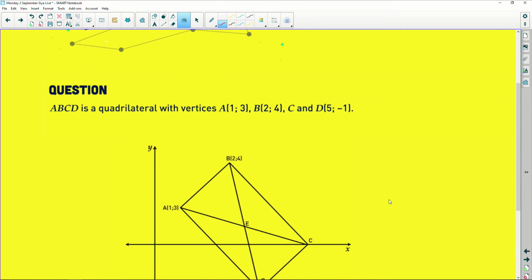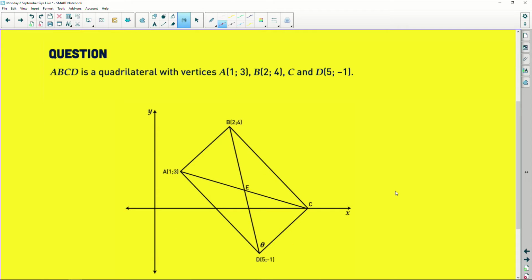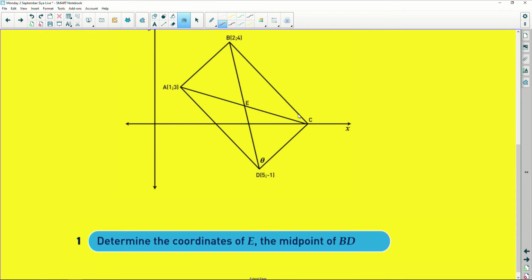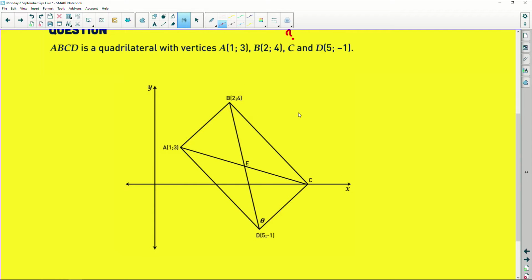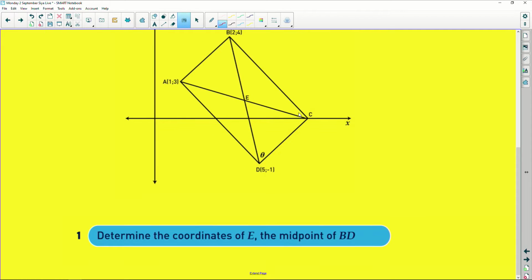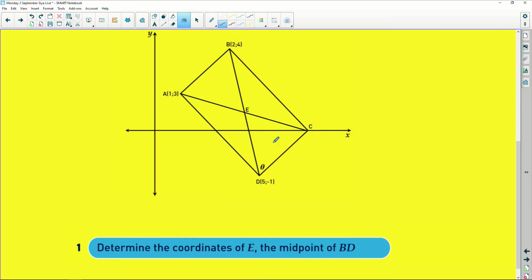Question: ABCD is a quadrilateral with vertices A, B, C, and D. The first question I'm already thinking about is they're going to want me to find the coordinates of C. That's one of the things I'm already thinking about before even doing the question. So this is a quadrilateral and it has all those vertices. They didn't tell us what quadrilateral it is, so we'll look at that as we continue.